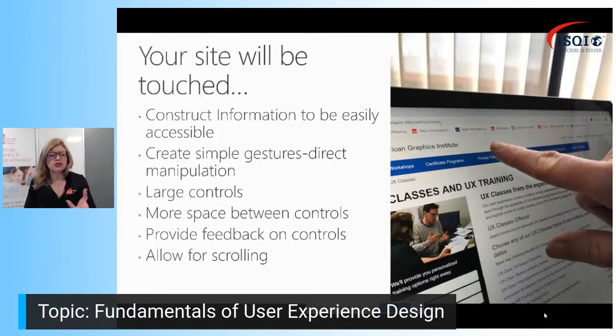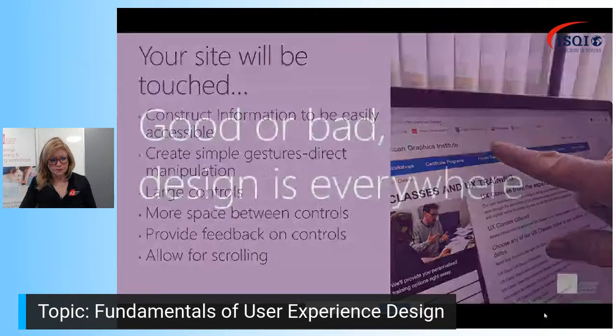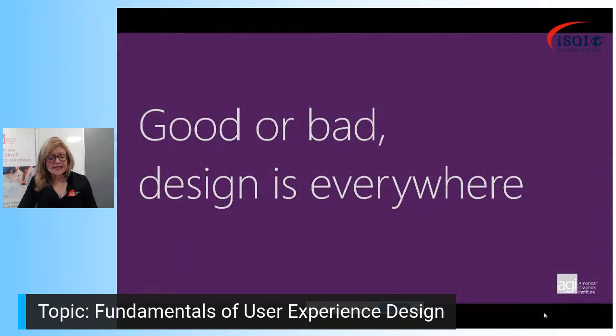So you want to make sure that you construct information to be easily accessible, chunky, lots of space, make sure everything has a simple gesture for it, large controls, more space between controls, provide feedback, and allow for scrolling. And just so you know, people love to scroll, and they will scroll if you do something called peek, where you cut off some of the information so they know that more is below, or maybe put an arrow or some other kind of indicator that there's more information. So good or bad, design is everywhere.